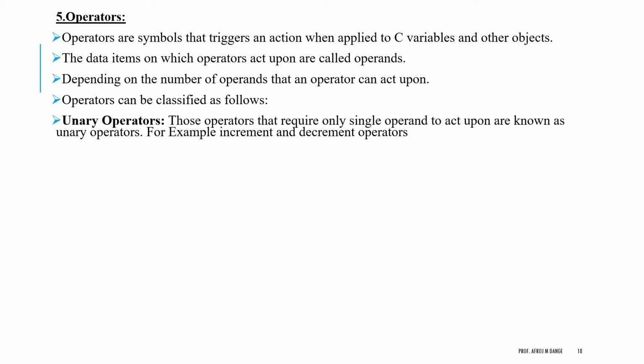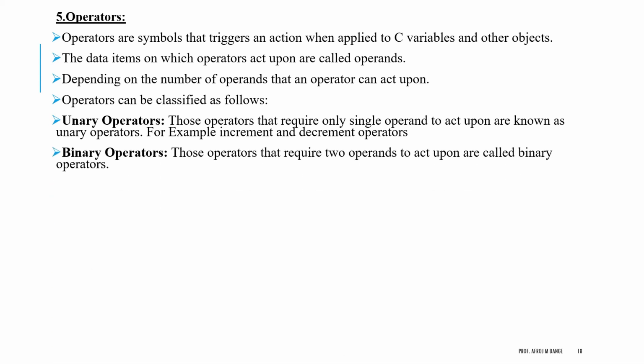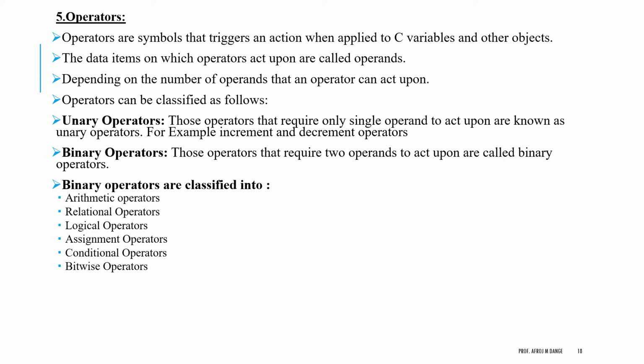The first one is the unary operator. Those operators that require only a single operand to act upon are known as unary operators. For example, increment and decrement operators, that is plus plus or minus minus. Next one, binary operators. Those operators that require two operands to act upon are called binary operators. Binary operators are classified into arithmetic operators.